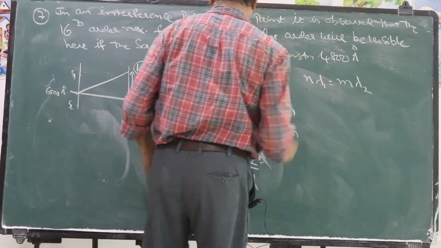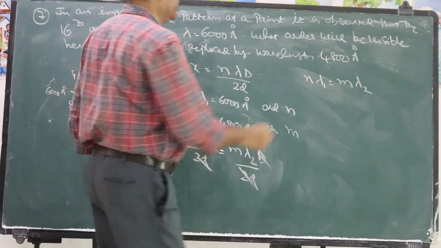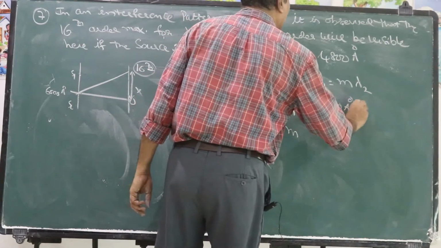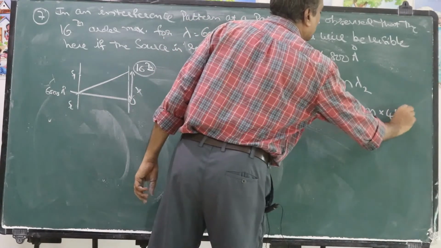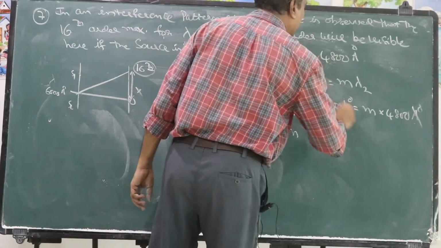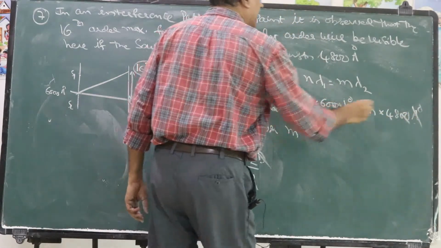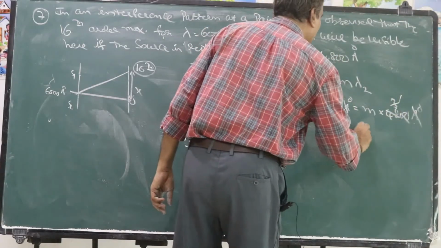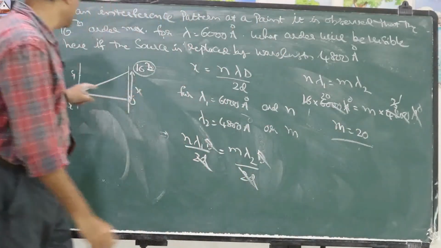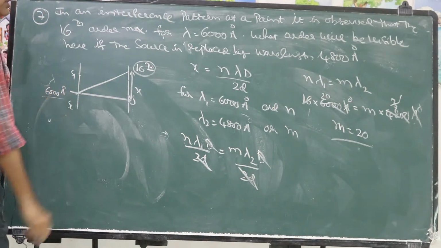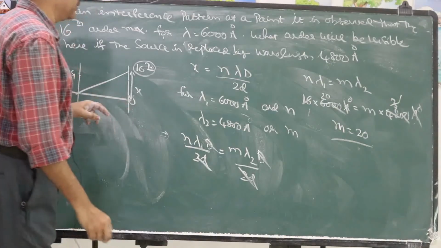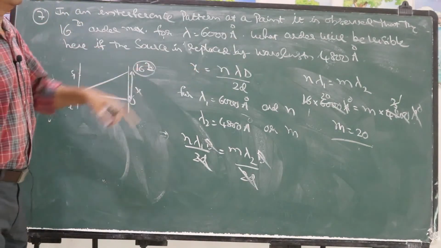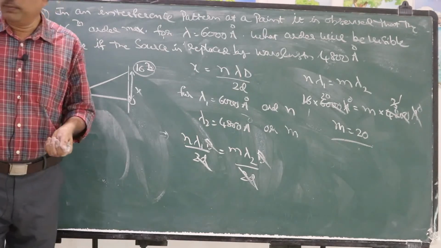So here, given the 16th order for lambda 1, we can write 16 into 6000 Armstrong is equal to m into 4000 Armstrong. So Armstrong and 2000 will also get cancelled. So m is equal to 20. That means if we replace this wavelength of 6000 Armstrong by 4800 Armstrong, then at the same point we get the 20th bright fringe.